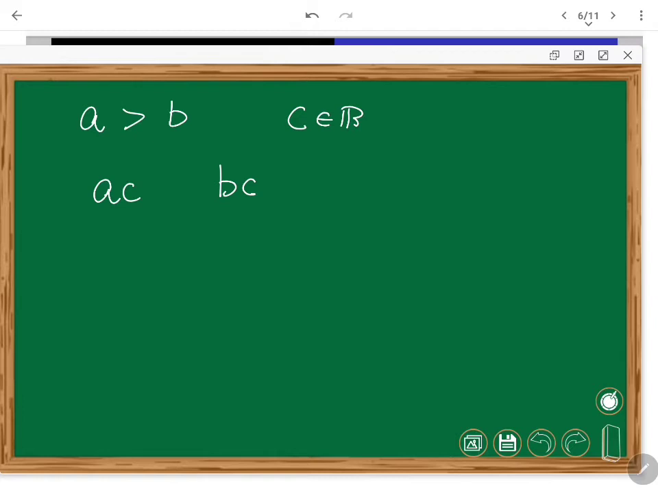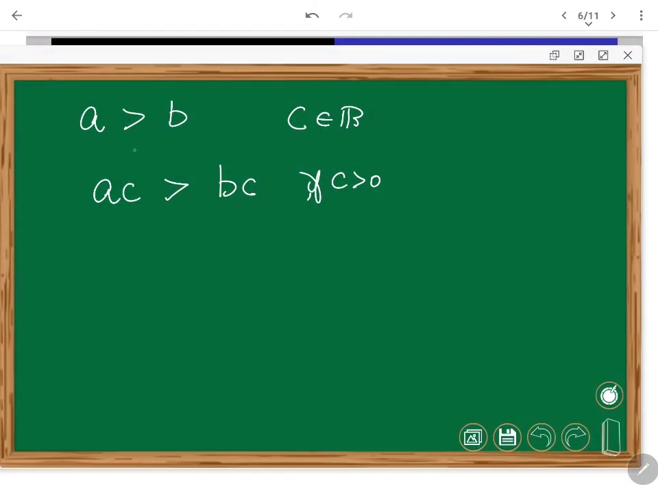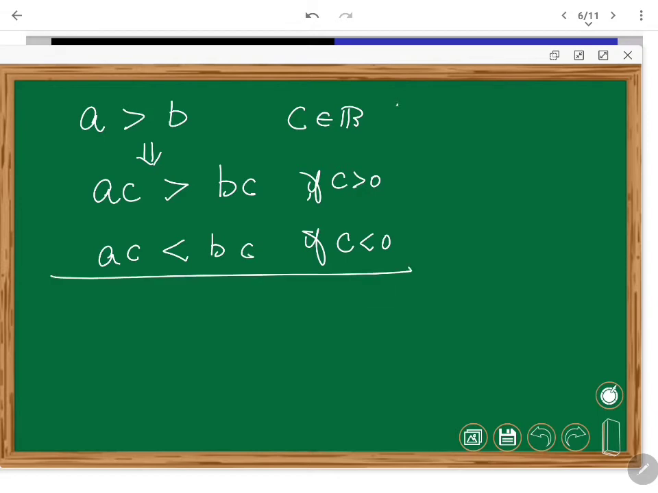Then obviously you will expect, if C is a positive element, then it maintains the multiplicative structure. AC is going to be greater than BC. This we are expecting. On the other hand, if C is a negative element, C is less than 0, what you are expecting is that it reverses. That is, AC is going to be less than BC. This is what you are trying to prove. This is also a compatible notation with our algebraic structure and order relation.